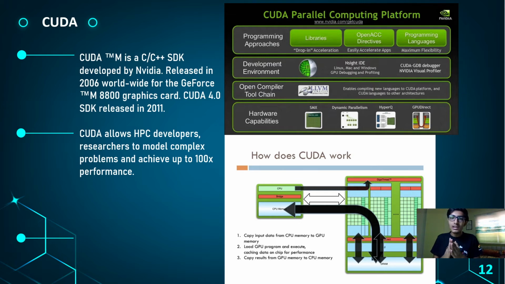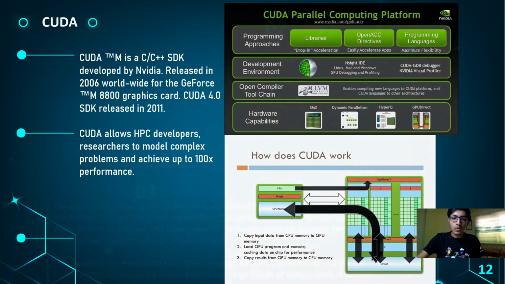Machine learning and deep learning use CUDA as a toolkit in the libraries as a prerequisite to run. TensorFlow GPU always runs with the help of CUDA. How does CUDA work? CUDA basically works in three small steps: copy input data from CPU to GPU, load the GPU and execute, caching data on chip for performance, and copy the result from the GPU back to the CPU memory. So as we can see, it is a dynamic process between CPU and GPU.